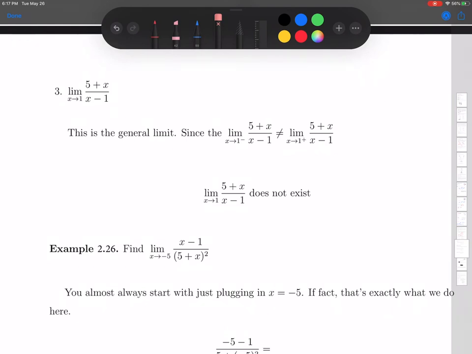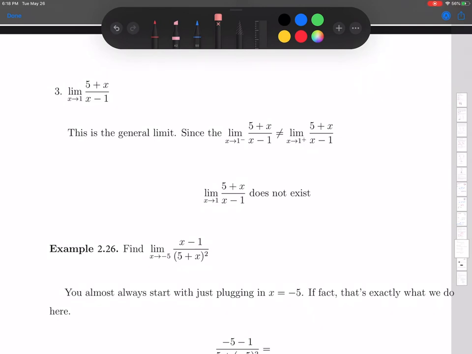Let's go ahead and take a look at this example here. Let me zoom in. It says example 2.26, find the limit as x approaches -5. Notice that this is in general. It's not a left-hand side or a right-hand side, it's just in general. So find the limit as x approaches -5. That's where we're looking. And we are looking at this function, (x minus 1) divided by (5 plus x), and then the whole thing squared.